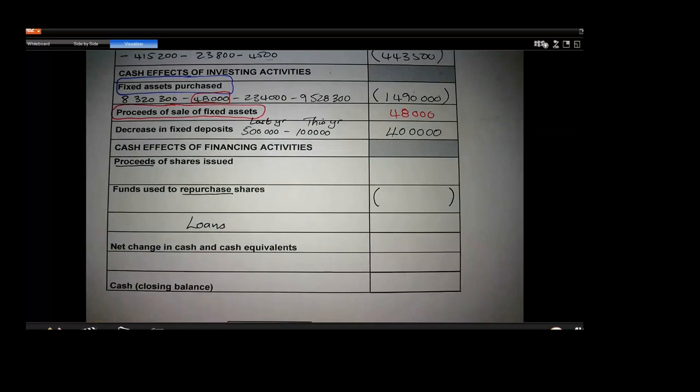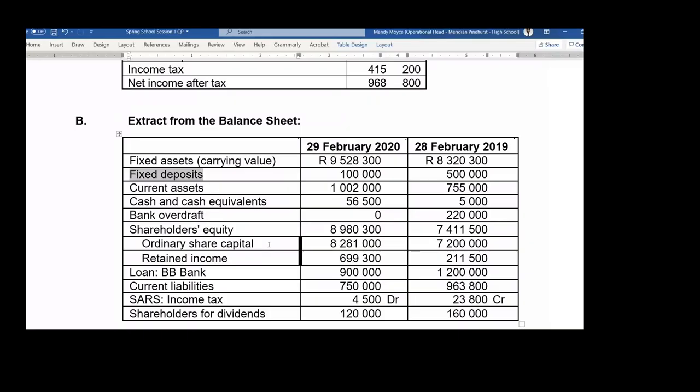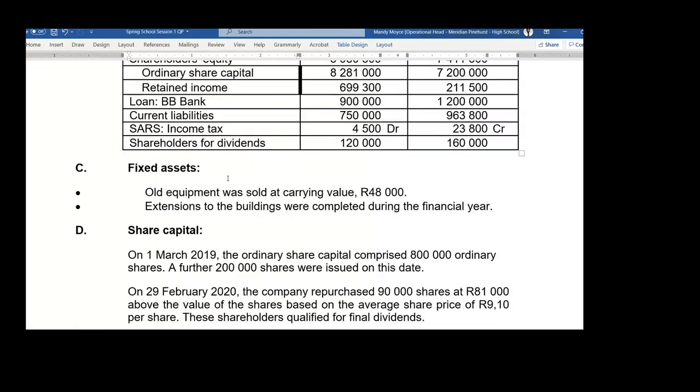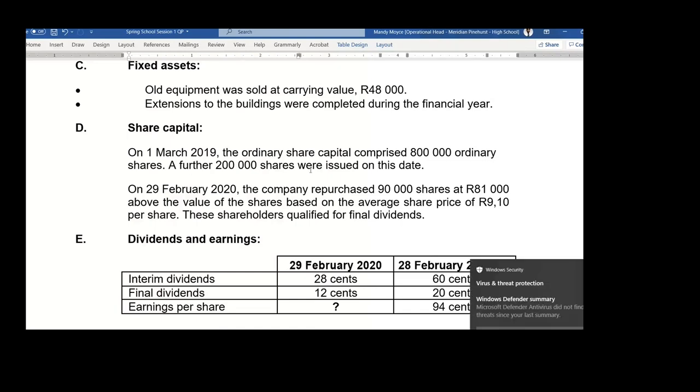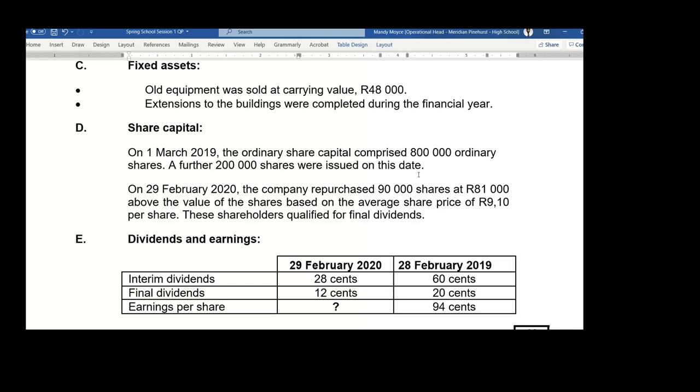Okay, so we're going to do this and then you're going to do number two. I'm going to show you how to do the first activity. So what am I looking for? Shares, the proceeds from the issue of shares, share capital. On the 1st of March, the ordinary share capital was 800,000. A further 200,000 shares were issued on this date. Do they give me the price of the shares? No, they don't. So what is the best way to work it out?